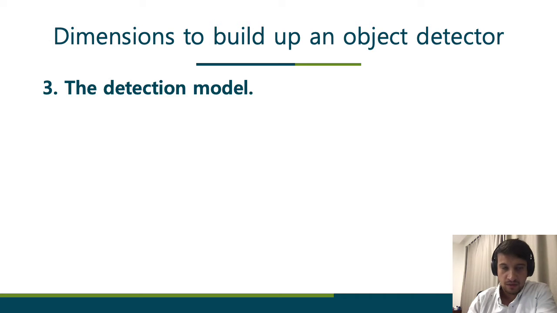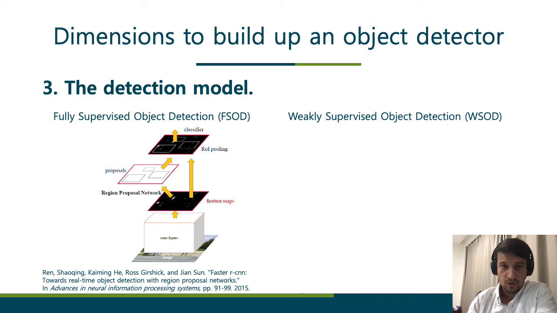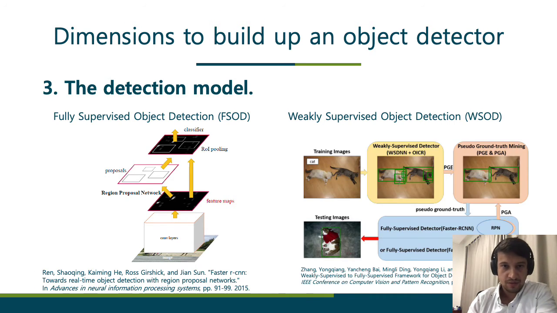Finally, the detection model can be either fully supervised, in which you have access to the bounding boxes at training time, or weakly supervised, in which you don't have access to the bounding boxes at training time, but you still produce bounding boxes at the end.